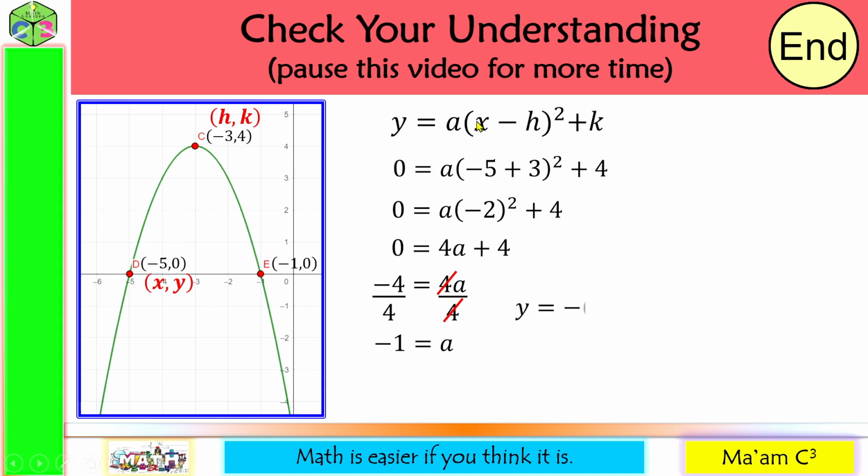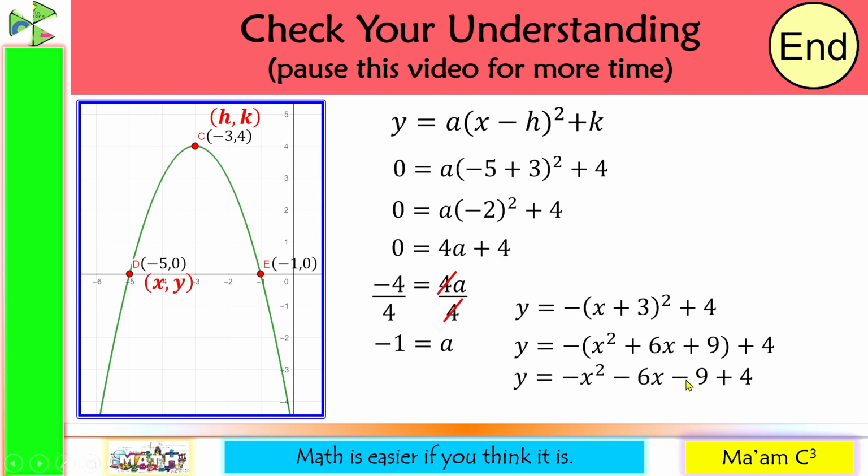And then I have x minus h, minus -3 is +3, quantity squared, plus k is plus 4. I'm going to expand this. This is x squared plus 6x plus 9. I'm going to distribute the negative: -x squared, -6x, -9. -9 plus 4 is -5.